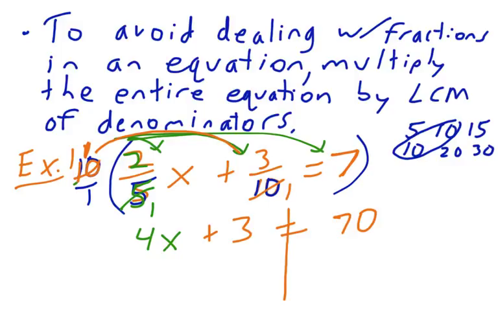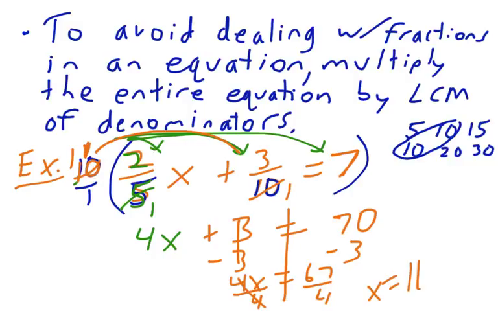So we draw our line down the middle, and the inverse of adding 3 is subtracting 3. We get 4x equals 67. And then our last step is the inverse of multiplying is dividing. So if I divide by 4, x would give me, that one didn't come out evenly, it would be 16 3/4. And that's because 4 times 16 gives me 64 with 3 left over out of 4. So that's why it's 3 out of 4.